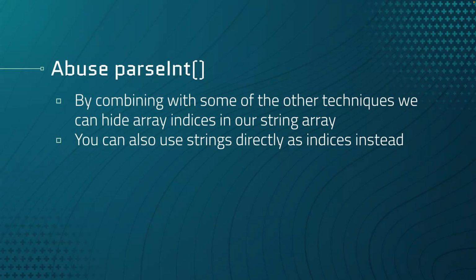You can actually put a random string in the string array, decrypt it, and then it decrypts to the string 3, and then you could parseInt to get the number 3, which you access in the array. And another thing you can do is you can use strings directly as indices.